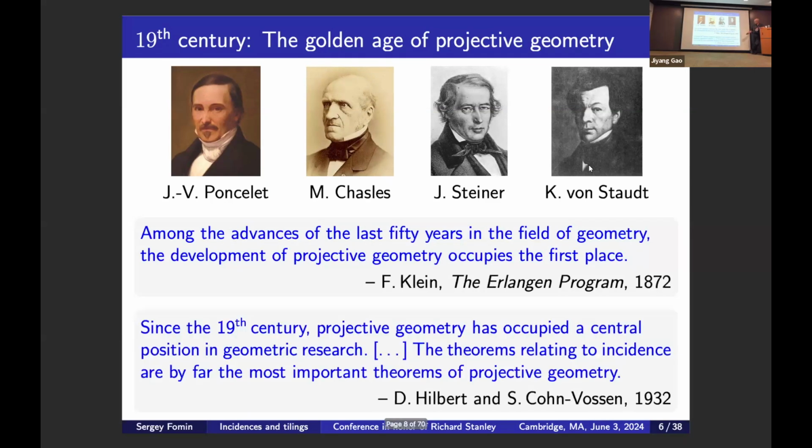Hilbert shared a similar view. Here is a quotation from his well-known book with Cohn-Vossen. Since the 19th century, projective geometry has occupied a central position in geometric research. The theorems relating to incidence are by far the most important theorems of projective geometry. Of course, he meant more general results, not just linear projective geometry, conics, cubics, and so forth, and also tangency conditions, and Schubert calculus more generally. But the most basic results, of course, are the ones that you have seen.